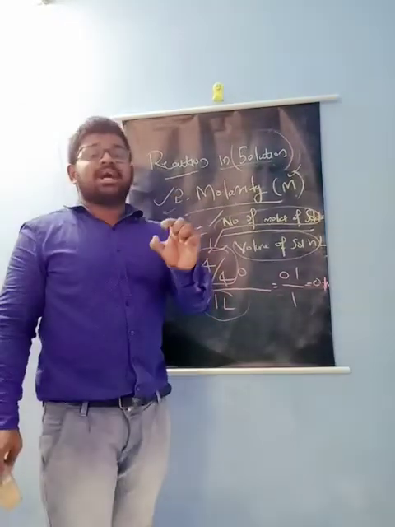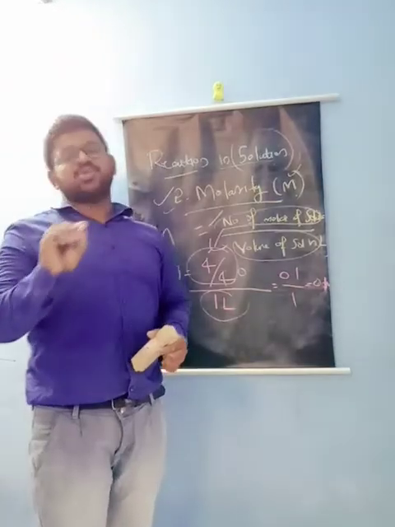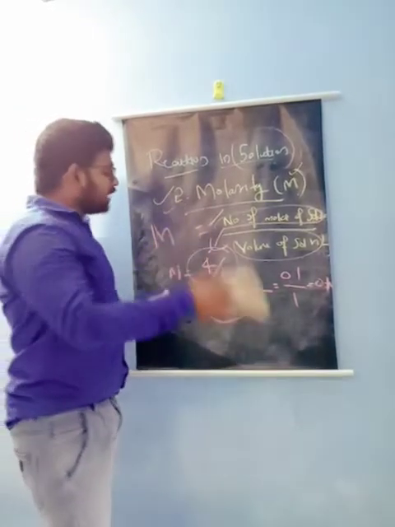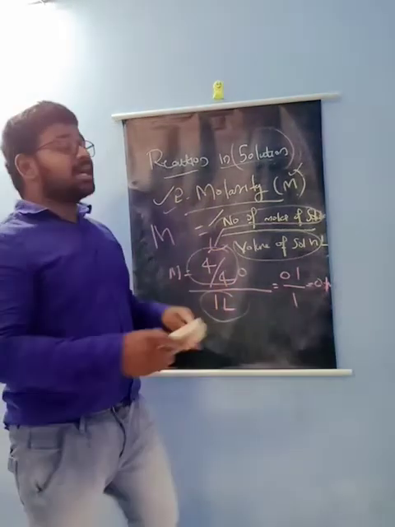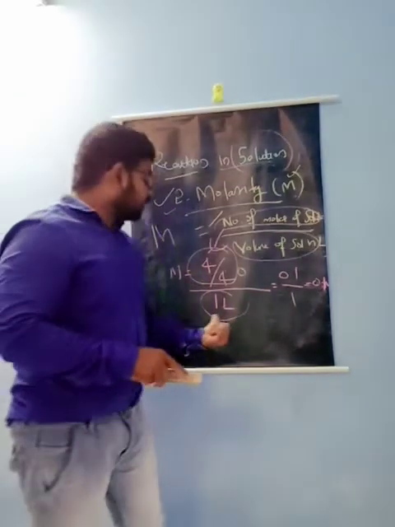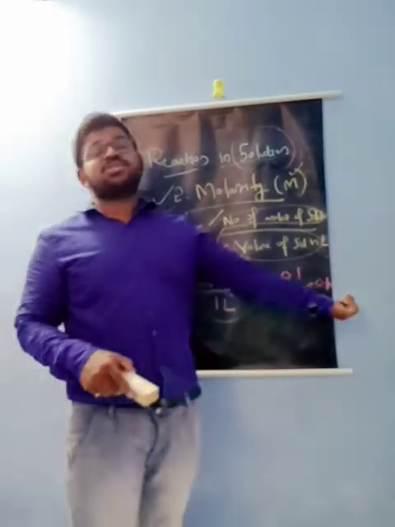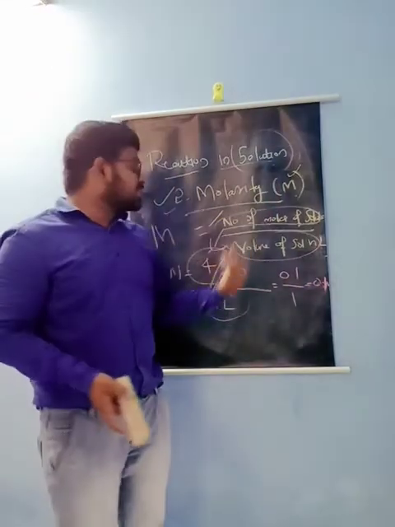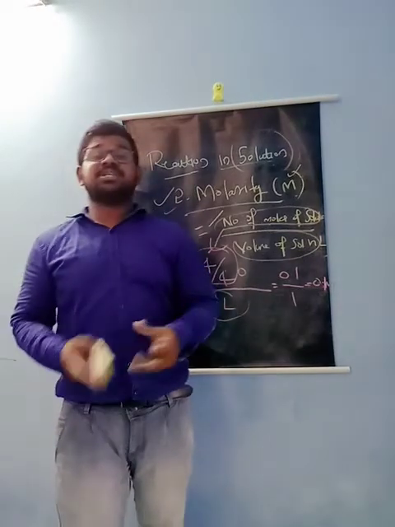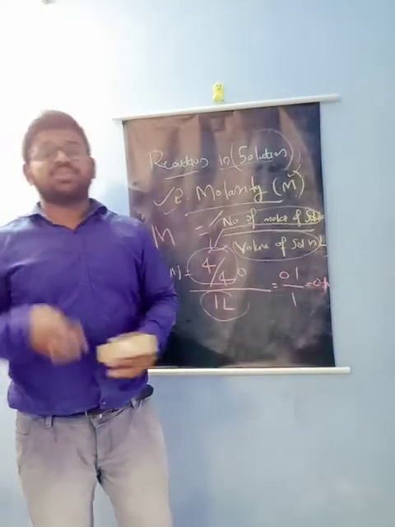Is it clear that if we have to prepare 0.1 normal sodium hydroxide, we have to take 4 gram of sodium hydroxide that should be dissolved in 1 liter of water? Then we will get 0.1 normal sodium hydroxide. Or, if some question arises, 4 gram of sodium hydroxide is given in 1 liter of solution, so determine the molarity of the solution.